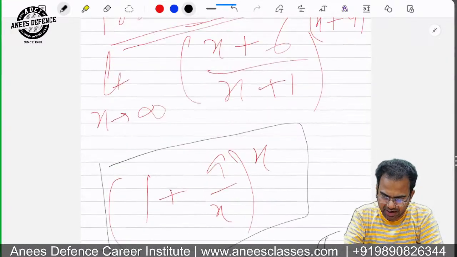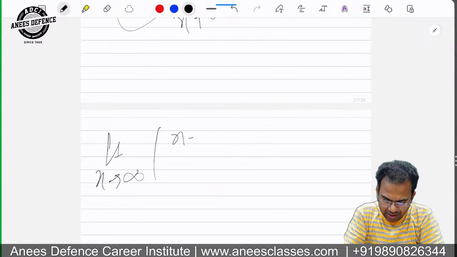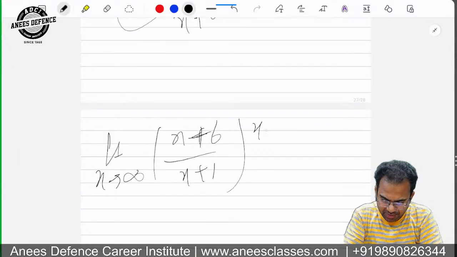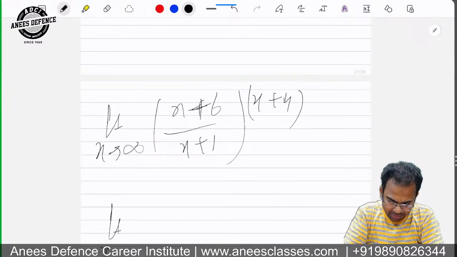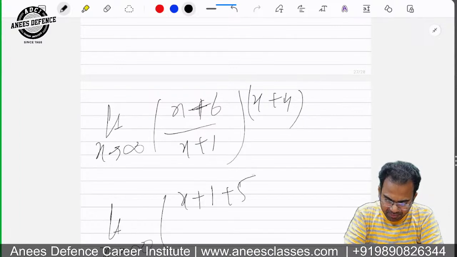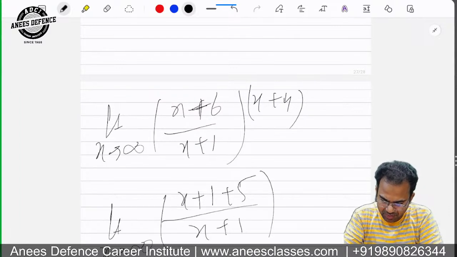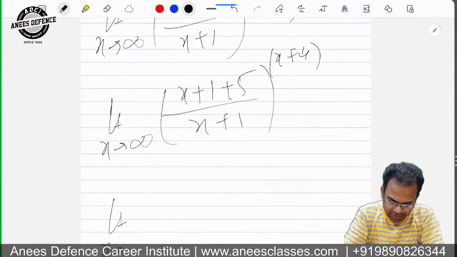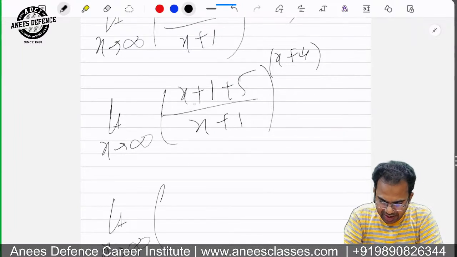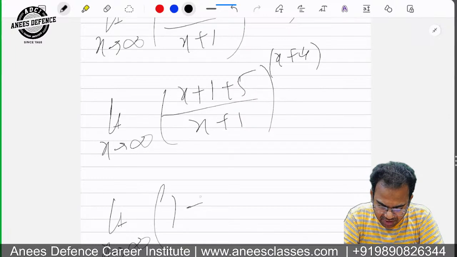Limit x tends to infinity of (x plus 6 upon x plus 1) whole to the power x plus 4. X plus 6 will be x plus 1 plus 5, upon x plus 1, whole to the power x plus 4. I will divide x plus 1 by x plus 1, so I will get 1 plus 5 upon x plus 1.